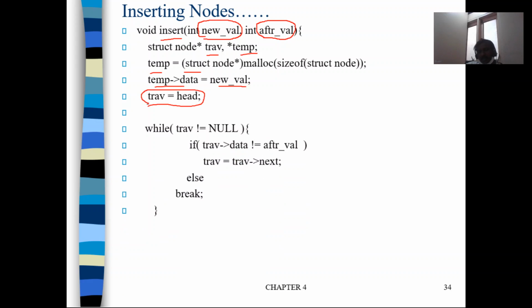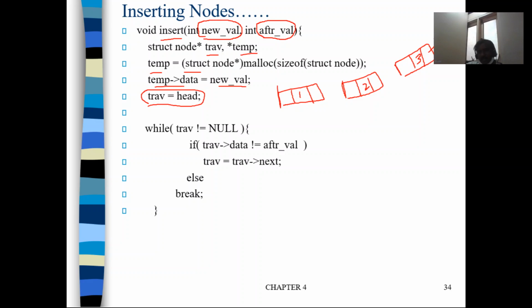Then assume that the list currently contains 3 nodes, node 1, 2 and 3. These are the nodes we have, let us assume, in a simple case. So this is node 1, this is node 2 and this is node 3. 1 is the first node and 3 is the last node. So 3's next will point to null.